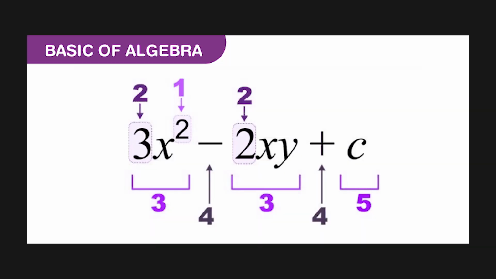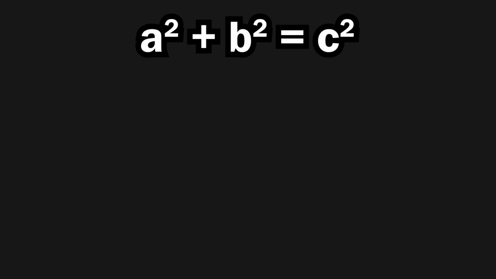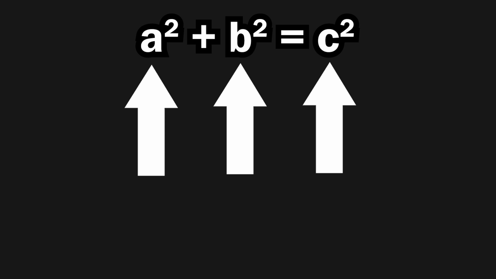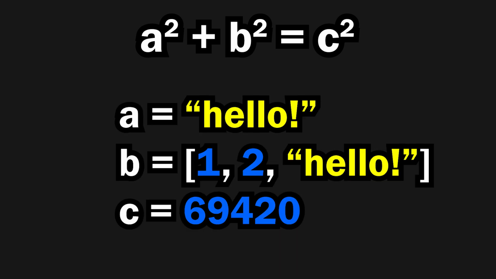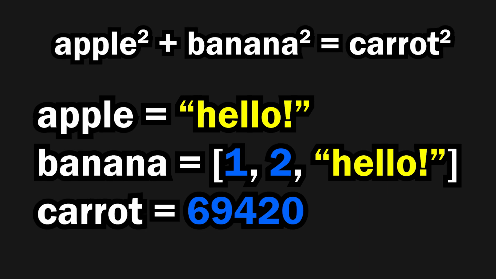For a variable, think of algebra and math. In algebra, you have equations like Pythagoras' theorem, which is a squared plus b squared equals c squared. The a, b, and c in this equation are variables. Unlike mathematical algebra, however, you can assign basically any object to a variable, not just numbers. And a variable name can be whatever you would like it to be.